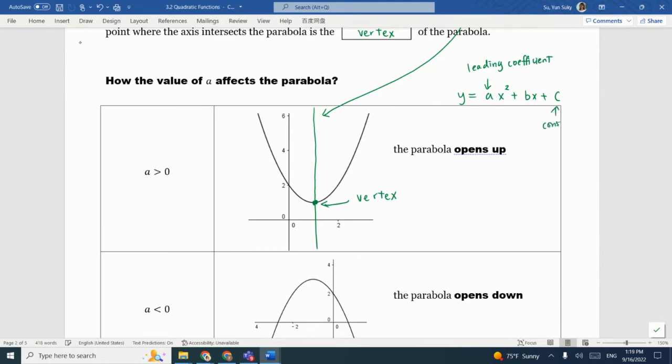And we call c the constant term. The leading coefficient decides whether the parabola opens up or down. The constant term gives us the y-intercept.